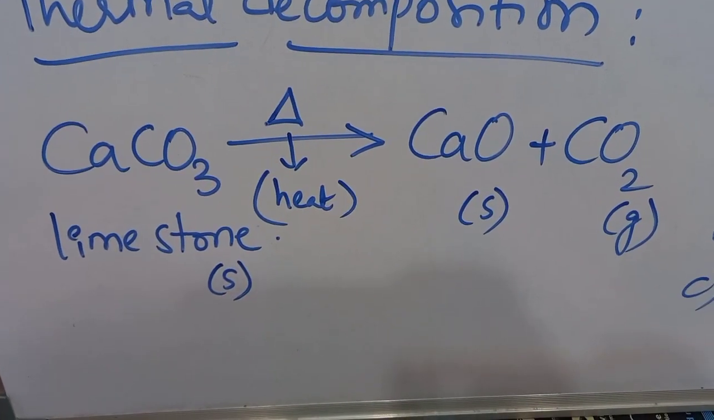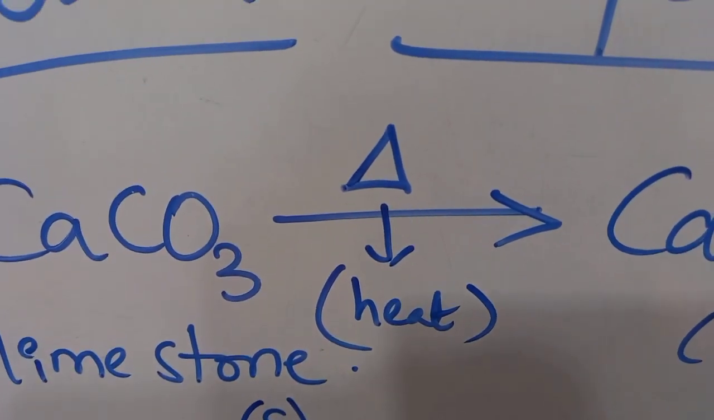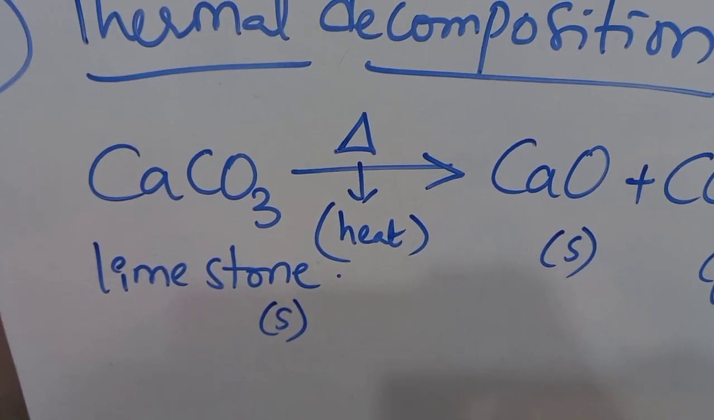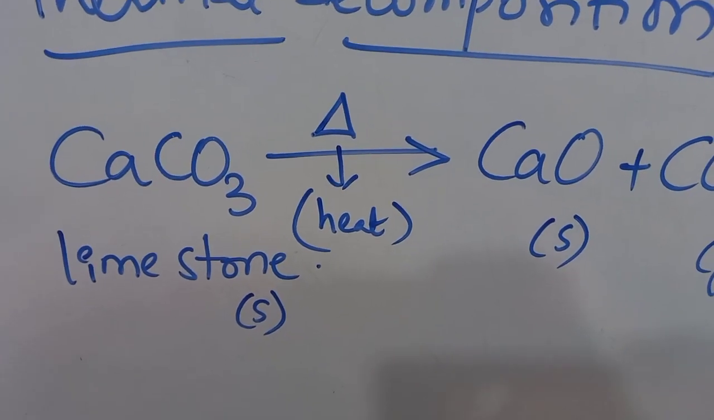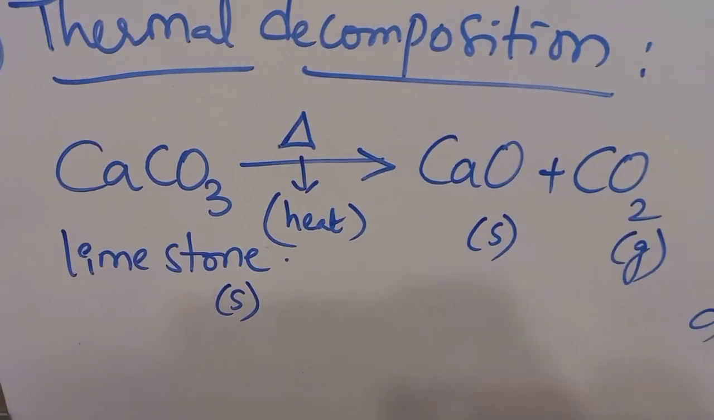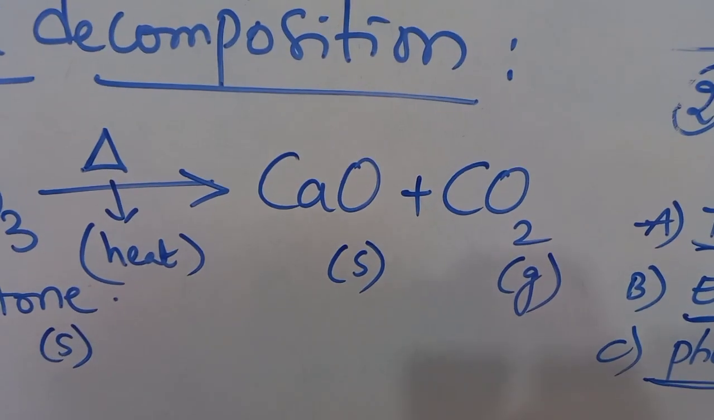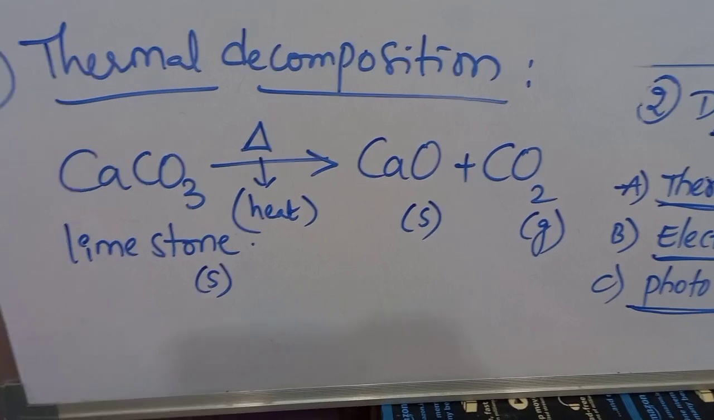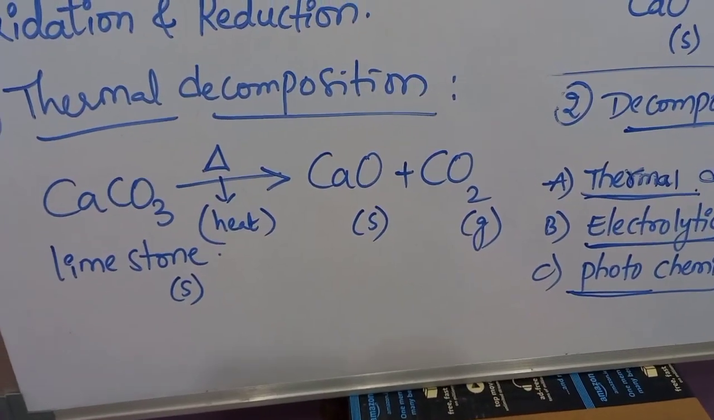Calcium carbonate, upon passing heat energy, I have written the delta mark upon the arrow. The delta indicates supplying of heat energy to the reactant. So the reactant substance is limestone here. When we supply heat energy to the limestone, it undergoes decomposition, meaning it breaks down, and we get two products, CaO and CO2. As this decomposition takes place by passing heat energy, it is called a thermal decomposition reaction.